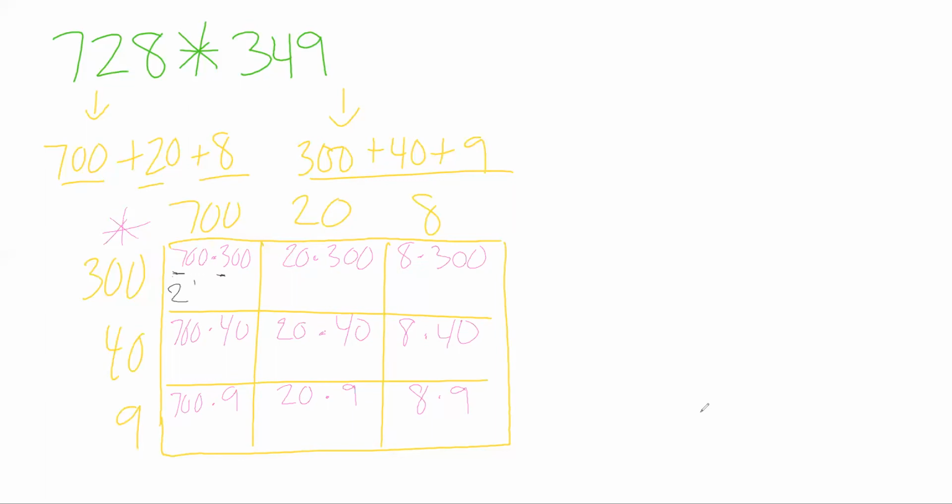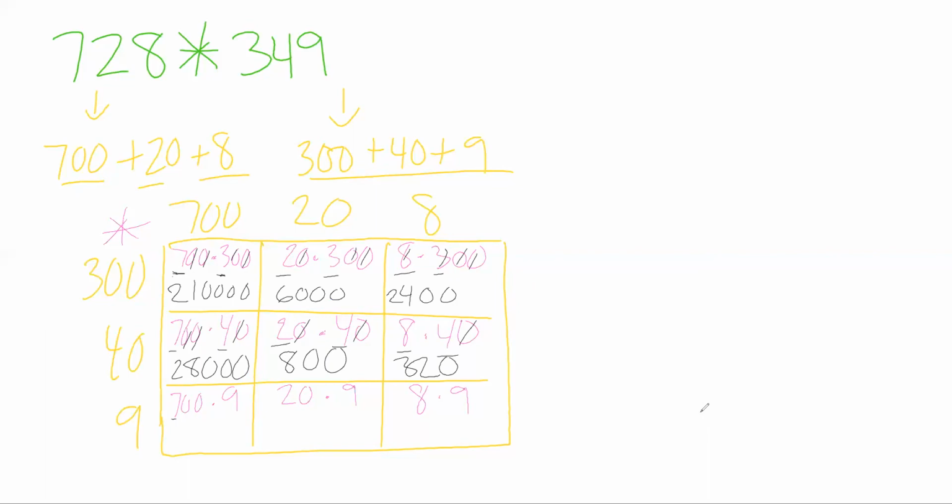7 times 3 is 21, with 4 zeros. 2 times 3 is 6, with 3 zeros. 3 times 4 is 24, with 2 zeros. Oops, I meant to underline, not cross out. 7 times 4 is 28, with 3 zeros. 2 times 4 is 8, with 2 zeros. 8 times 3 is 24, with 1 zero. 7 times 9 is 63, with 2 zeros. 2 times 9 is 18, with 1 zero. And 8 times 9 is 72, right?